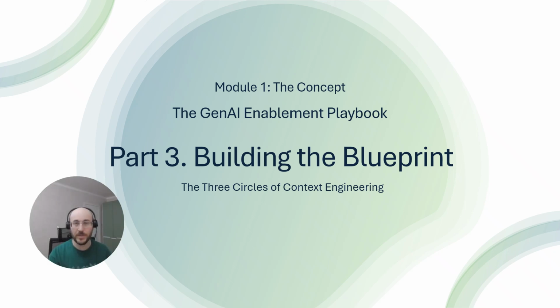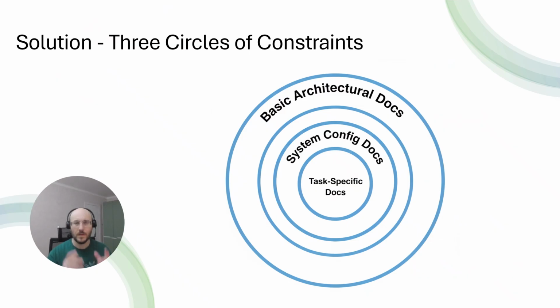We have established the principles. Now, let's look at the practical solution, the blueprint for preparing context systematically. How do we prepare all the context systematically? We use a model called the three circles of constraints. It's a layered approach that makes sure you are providing exactly the right context at exactly the right time.